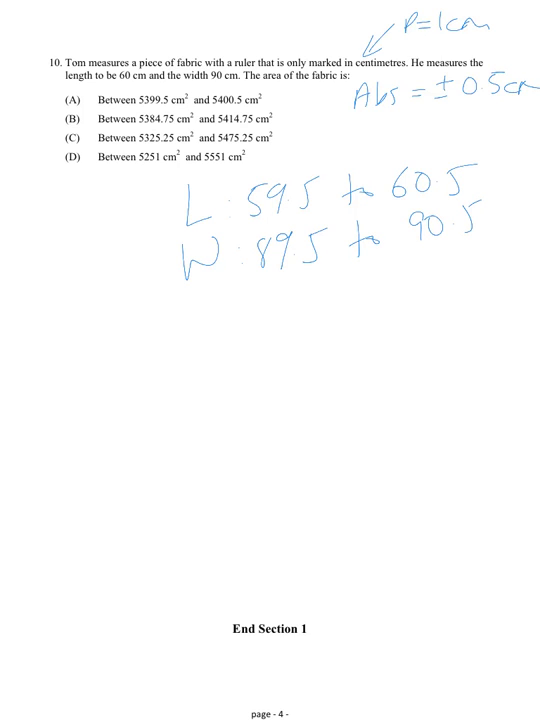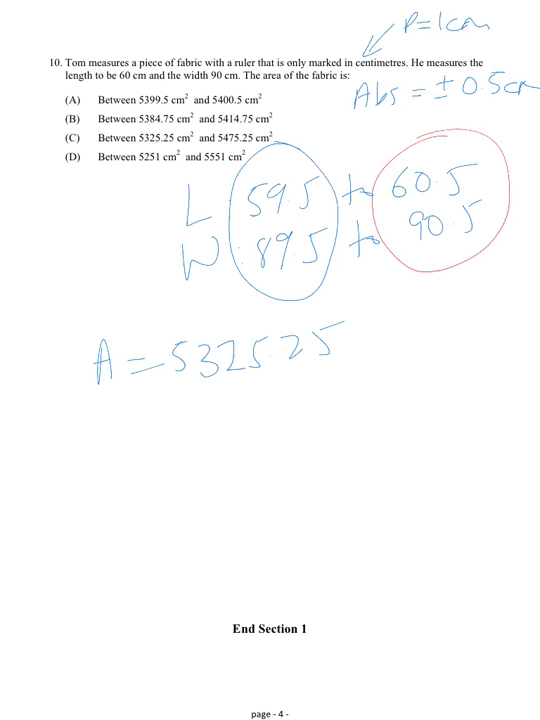So obviously the smallest area will be that times that, which gets us 5325.25, and the largest area will get us that, which is 5475.25, which gets us C.